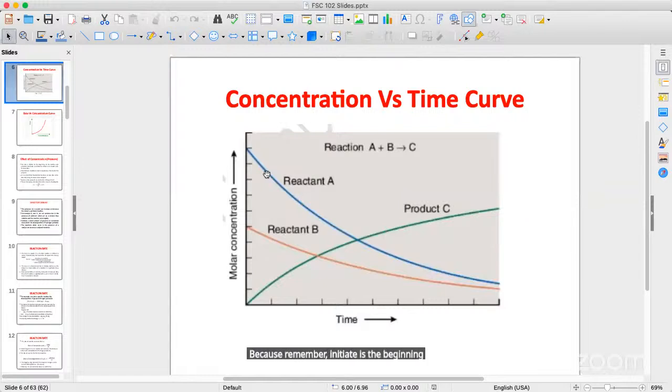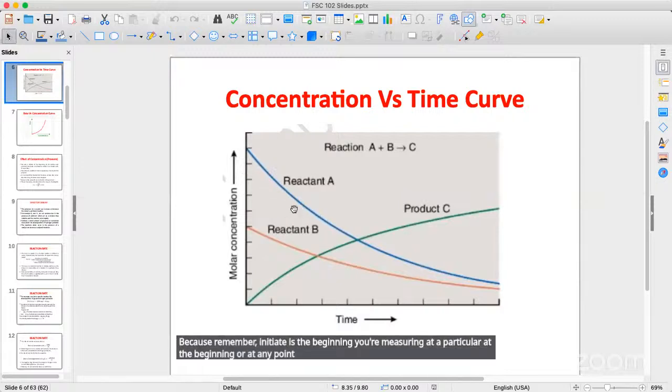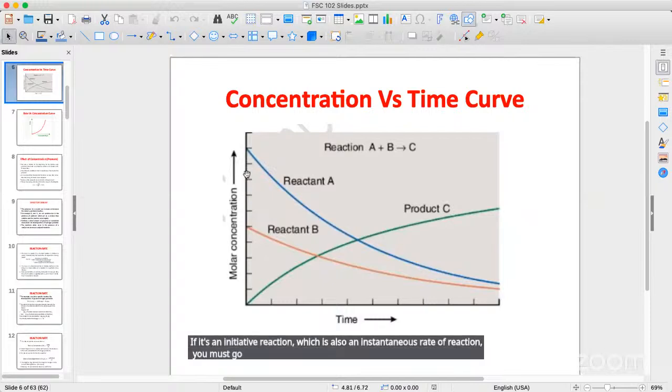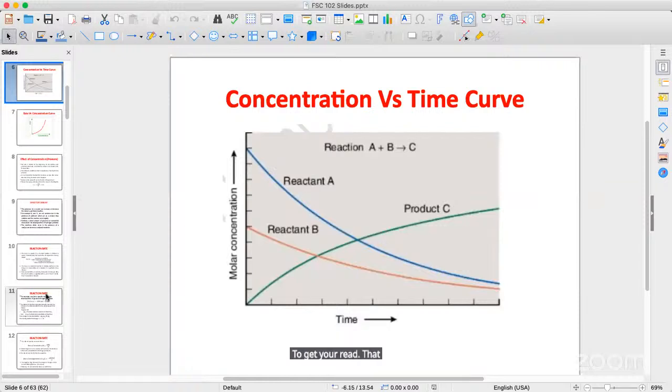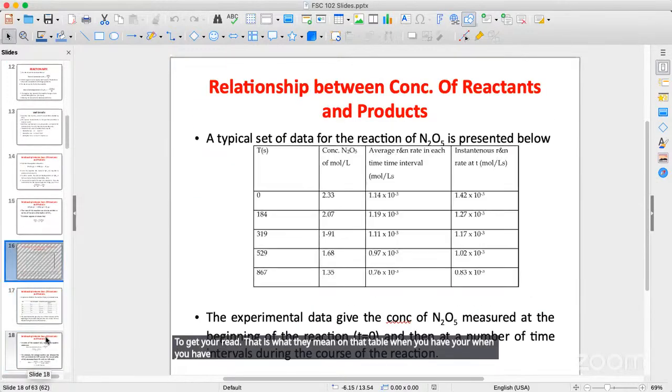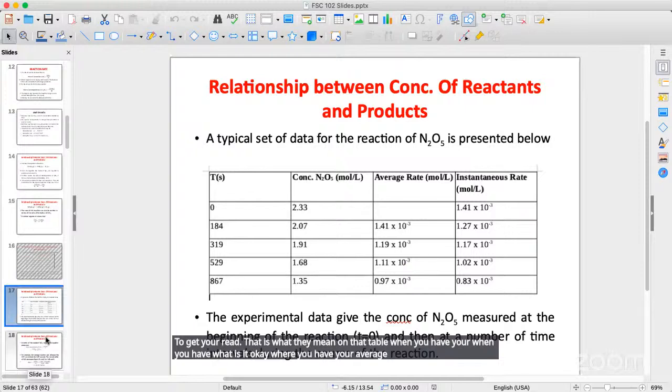So you're measuring at the beginning or at any point. If it's an instantaneous rate, you want to measure at a particular point. You draw a tangent around a particular point. If it's an initial rate of reaction, which is also an instantaneous rate of reaction, you must go to the beginning of that reaction and draw your tangent to get your rate. That is what they mean on that table where you have your average rate and instantaneous rate of reaction.